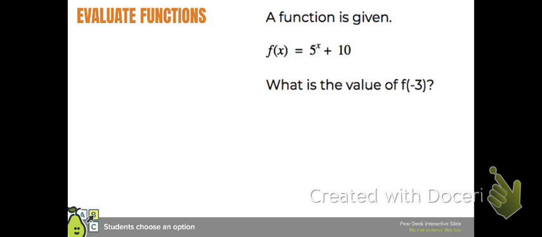Here's another one. Again, they're giving us an exponent. Look, they're giving us a negative number. This is the type of question, the type of function question you're going to get on the state test. But you're still following the same process. Substitute that number into the function for x and then put it into your calculator.